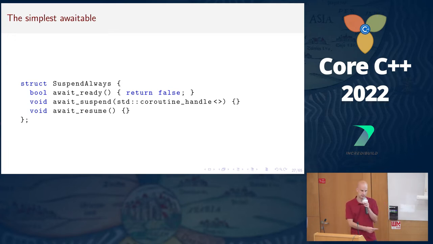And you can probably guess already what the suspend never looks like. It's the same. It just returns true in the await ready. And now we've seen all of the parts once. We still don't have a good understanding for how they interact, but we've seen them.